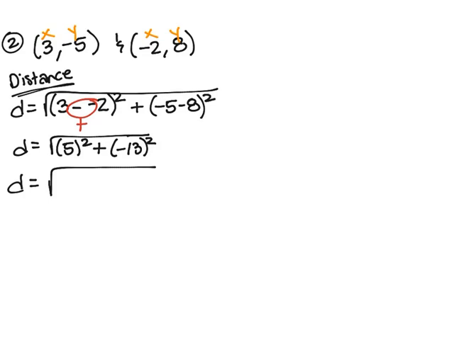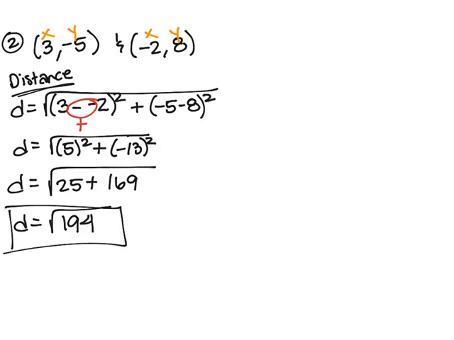We don't want any negatives because we're not doing any i's. So that would give us 25 plus 169. And when you say 25 plus 169, you get the square root of 194. So use your chart, see if there's a perfect number in 194. When you start going down that chart, dividing 194 by those perfect numbers, there's not a perfect number in 194. So your distance is the square root of 194. Don't forget your square root sign.